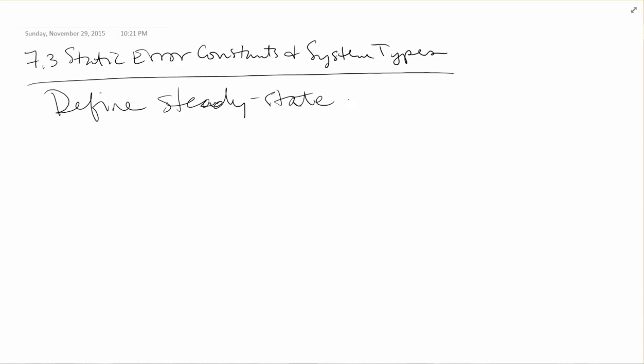My writing is bad. An error in here. Performance. Write well, and I can't spell today. So yeah, performance specifications.